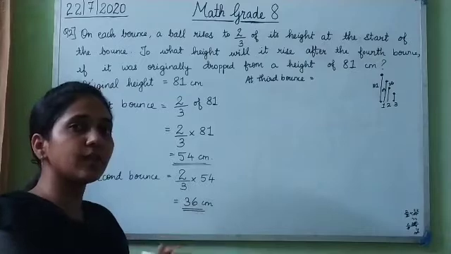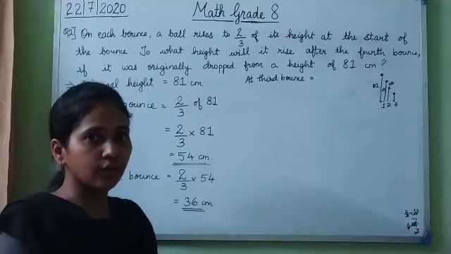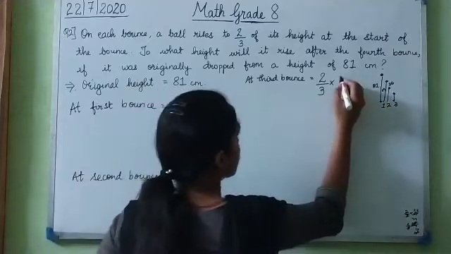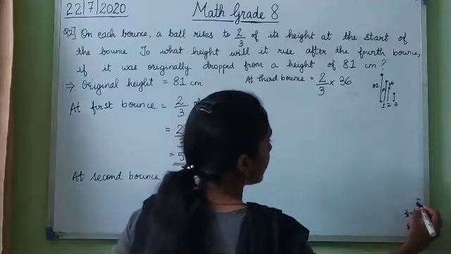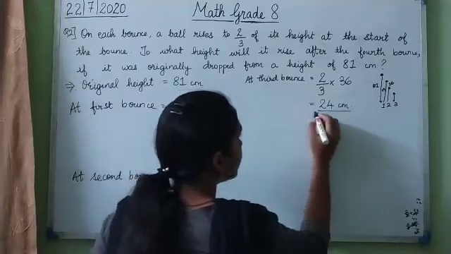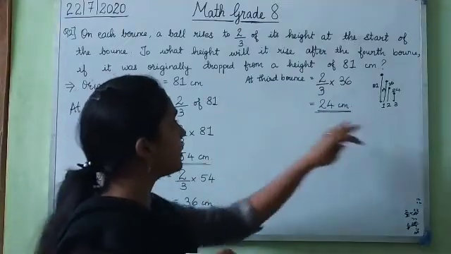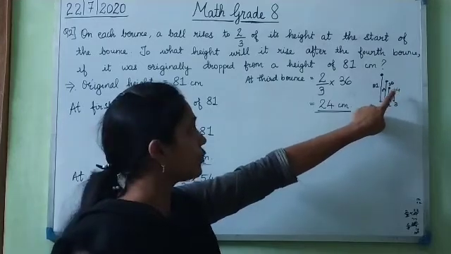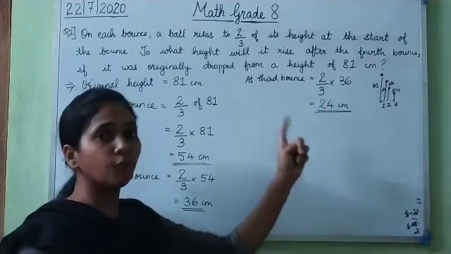That means every time the height which we are getting is the height from which the ball is falling next. So it will be 2/3 of 36. How much is 2/3 of 36? 12 is 24, so this is 24 centimeters. This is the new height which we have got. After the third bounce, the ball will rise to a height of 24 centimeters. Now this is the height for the fourth bounce.